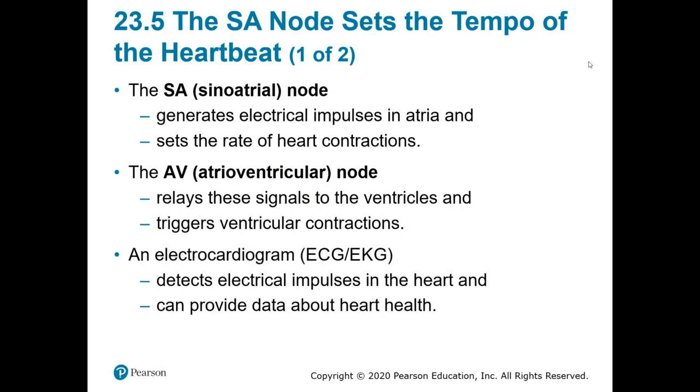Now, an EKG picks up on all of the electrical impulses in the heart, and it can provide data about heart health. Now, these have to be read by an expert that knows what they're looking for. Machines typically do it now, but there's a lot of human error involved when you're dealing with EKG. The patient could move, the lead could be put in incorrectly. So there's a lot of things that can go wrong to give you a false reading. So someone needs to really look at it that knows what they're doing.